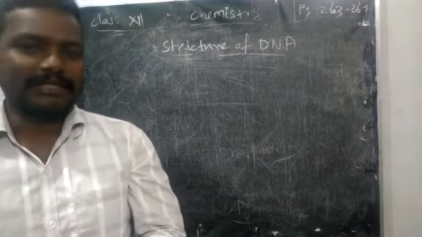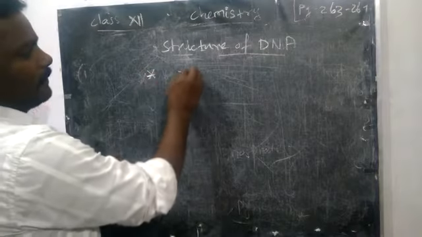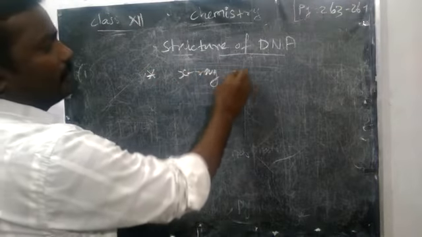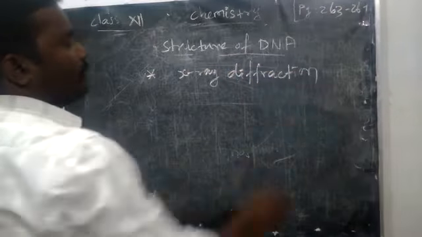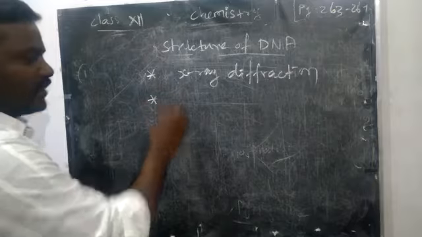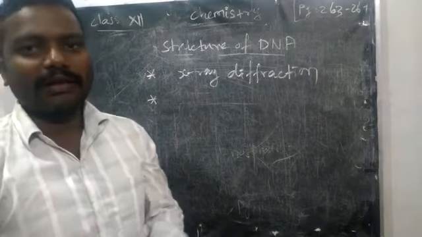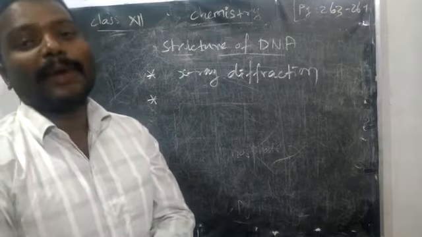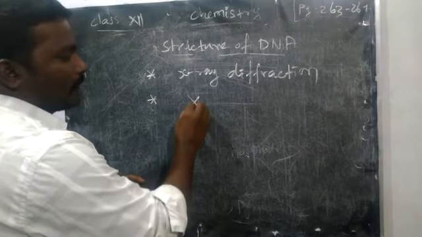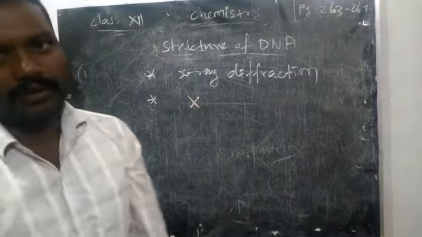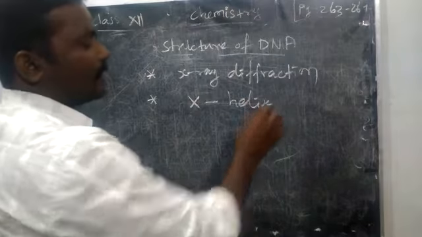Franklin and Wilkins, by using X-ray diffraction. By using this X-ray diffraction, they got a diffraction pattern. In the diffraction pattern, they could observe an X shape. That X shape is nothing but the helix, right?